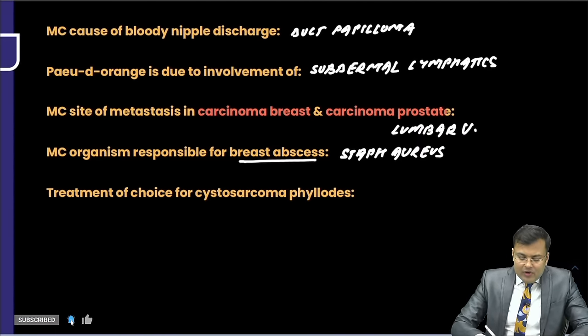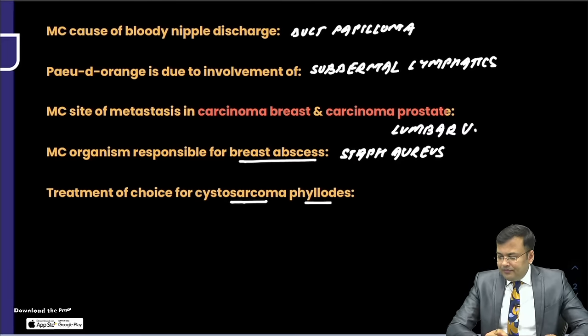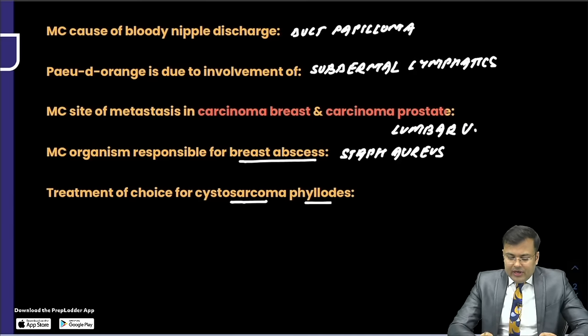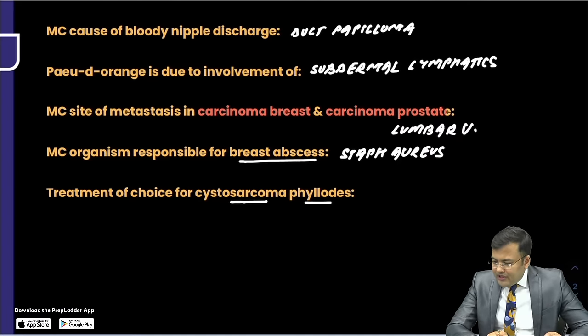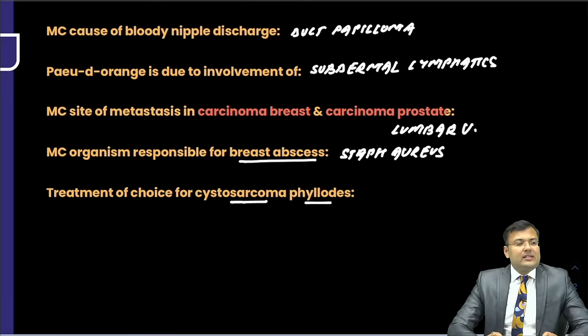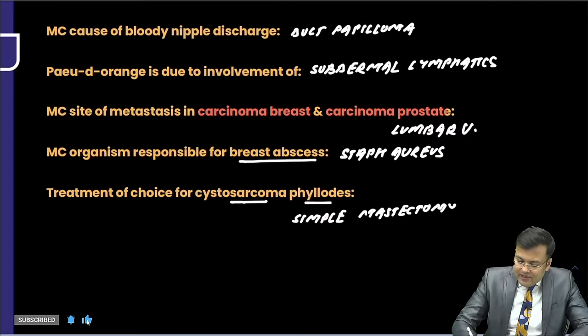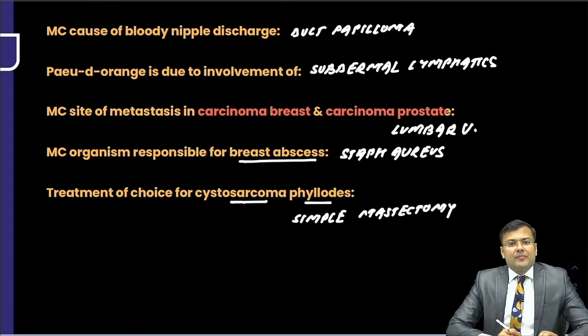Next question. What is the treatment of choice for cystosarcoma phyllodes? Pankhudi, very good. Yes, Ishita, very good. It is simple mastectomy. Why? Because it is a type of sarcoma, and in sarcomas there is no lymph node metastasis. That's why simple mastectomy is sufficient. Okay.